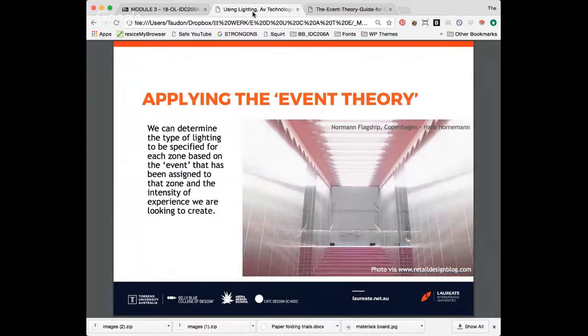So the event theory essentially is this framework that I've developed over the years to make it a really systematic process and make it very easy for us to make sure that we're designing these high impact spaces in a way that allows for optimal brand buy-in and optimal engagement between the consumer and the brand. We can determine the type of lighting that we need to specify within these zones as well, based on that event theory. And these directly align to the intensity of a particular zone that we're looking to create. So it's basically a step-by-step process to make these decisions very easy for you.